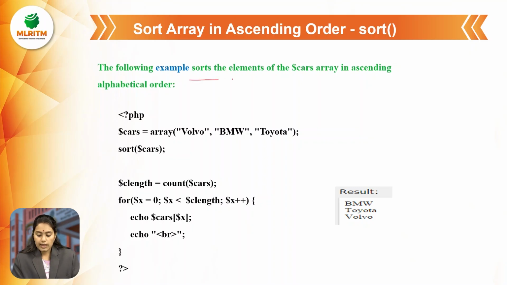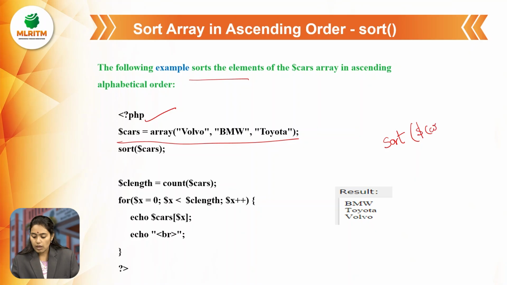The following example shows how the sort array function works. First we declare the PHP, we open the PHP script. We are declaring $cars equal to array Volvo, BMW and Toyota. Now we need to sort the cars, so we use the sort function on the array: sort($cars).